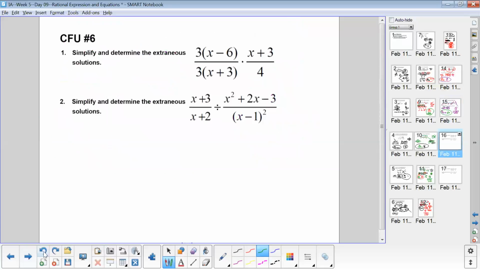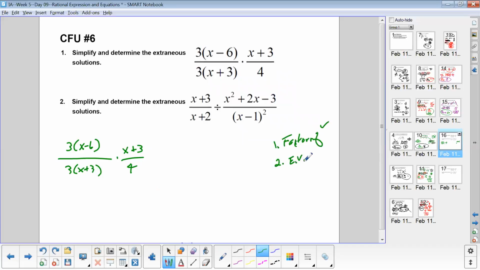All right, so your check for understanding. These are already factored. So 3 times x minus 6 divided by 3 times x plus 3 times x plus 3 divided by 4. You start to think, well, okay, I've already done all my factoring. This is your thought process. That's done. Next is I want to look for my excluded values, and then I want to simplify.